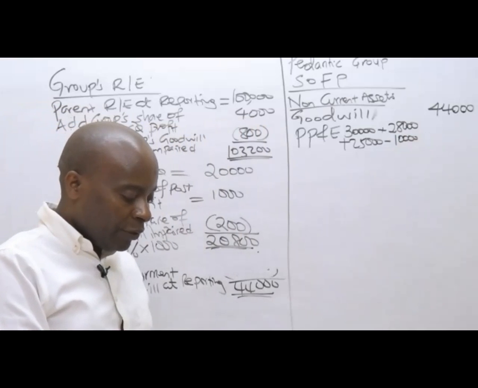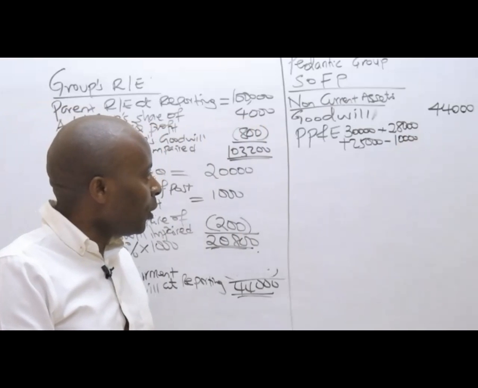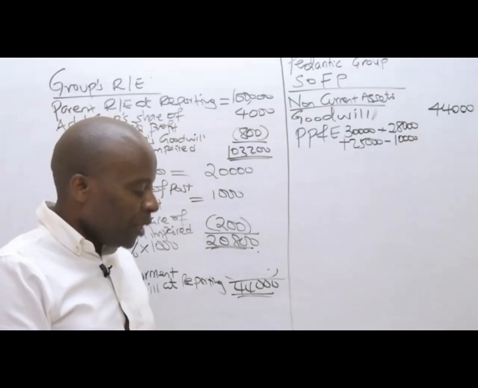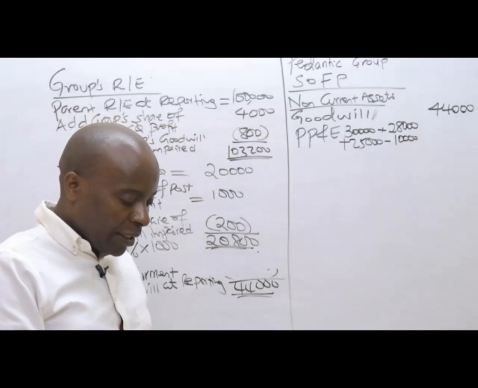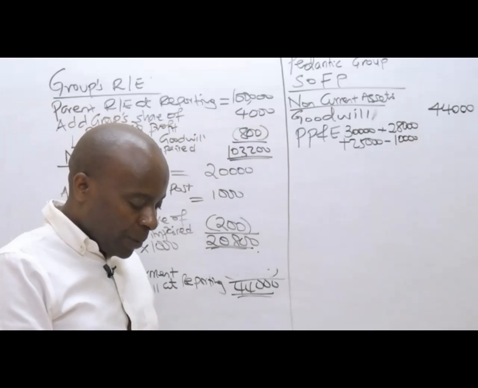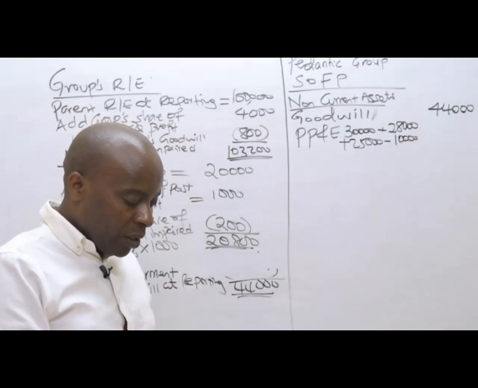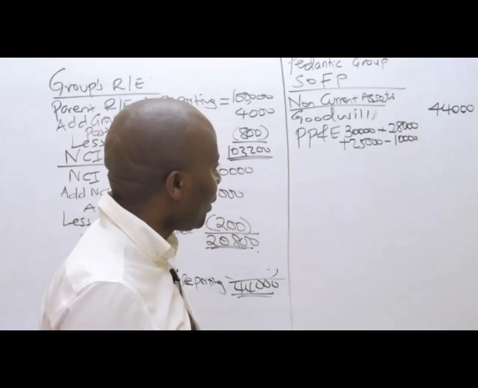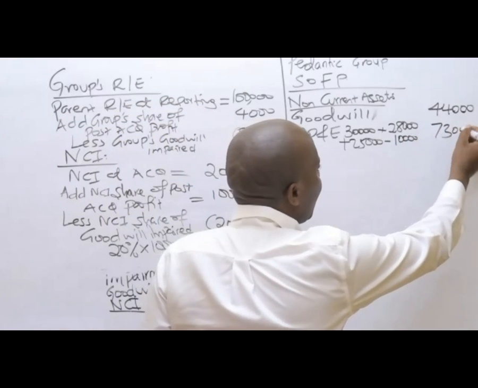So come and give us, ladies and gentlemen, this particular total consolidated property, plant, and equipment figure. So what do we have? We have 30,000. We have plus 28,000. We have plus 25,000. We have minus 10,000, which will give me 73,000. So we have here 73,000.